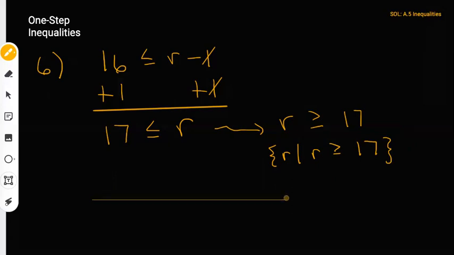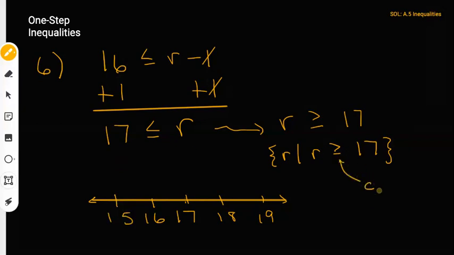Now let's draw the real line, the real number line. I'm going to put 17 in the middle. Bigger numbers like 18 and 19 are going to go on the right side. Numbers that are smaller, like 16 and 15, are going to go on the left side. Since I have this greater than or equal to symbol, I need a closed dot on the 17.